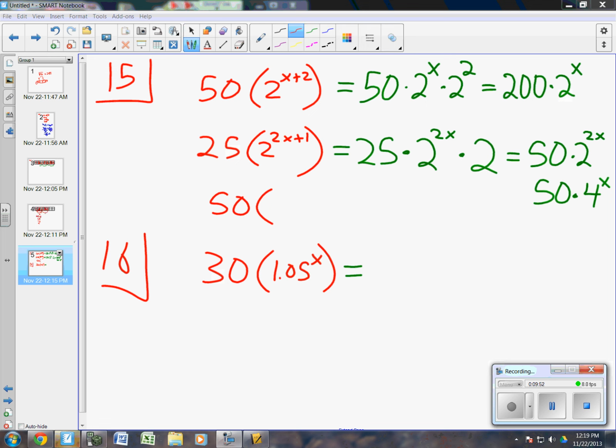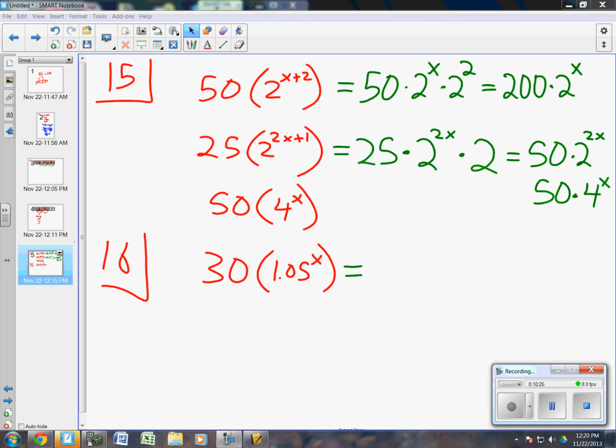50 times 4 to the x. What do you think about that, you guys? The third part of that one. What do you think? Yeah, we can't simplify it anymore. It's the same as that one, but it's not the same as that one right there, right? So they're not all the same. The first one is different.